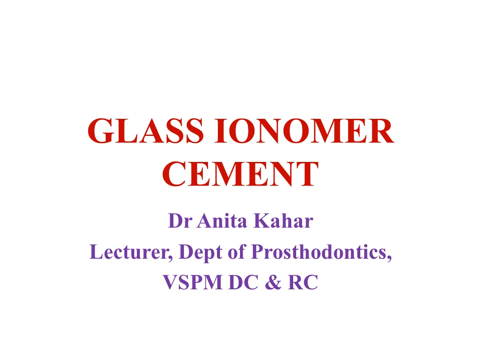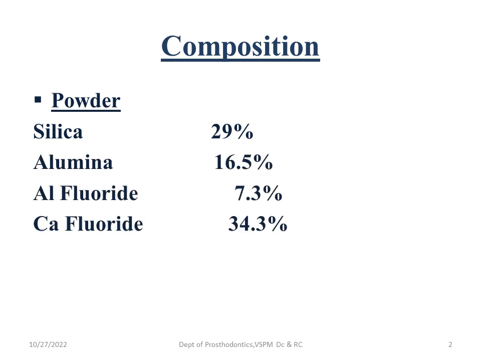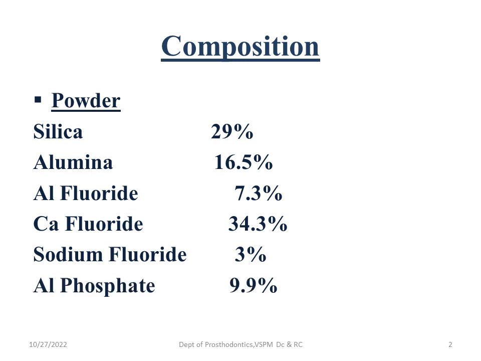Hello dear students, we will see the setting reaction of glass ionomer cement, and so we will first see the composition. What does the powder contain? It contains silica, alumina, aluminum fluoride, calcium fluoride, sodium fluoride, aluminum phosphate.